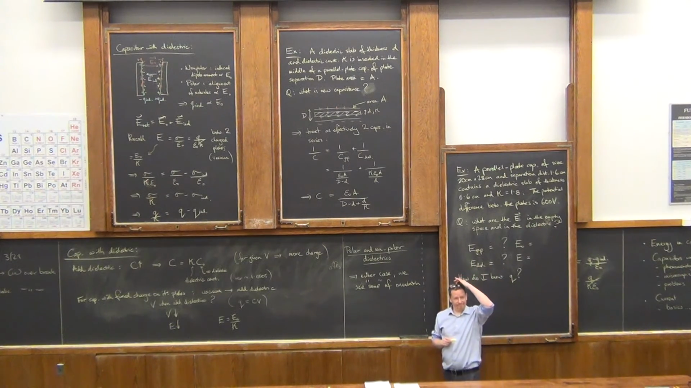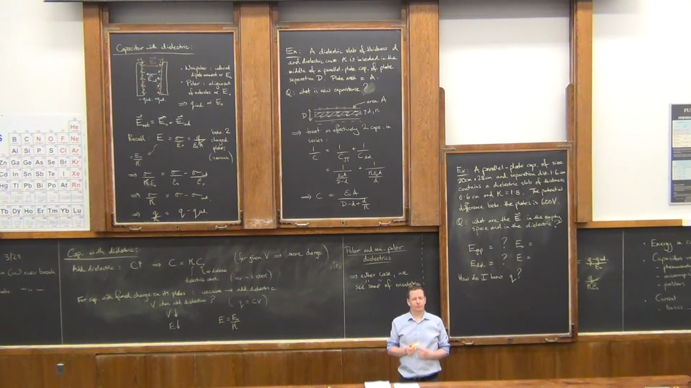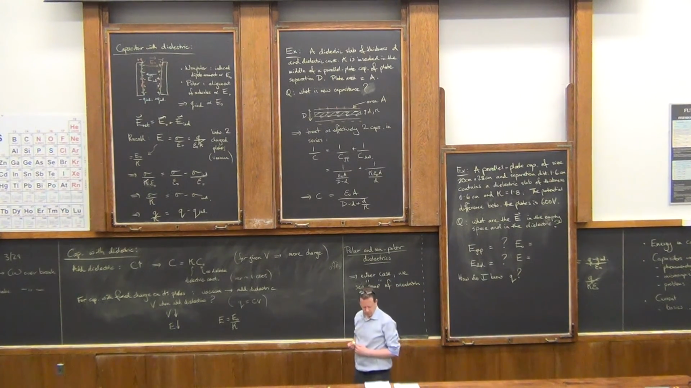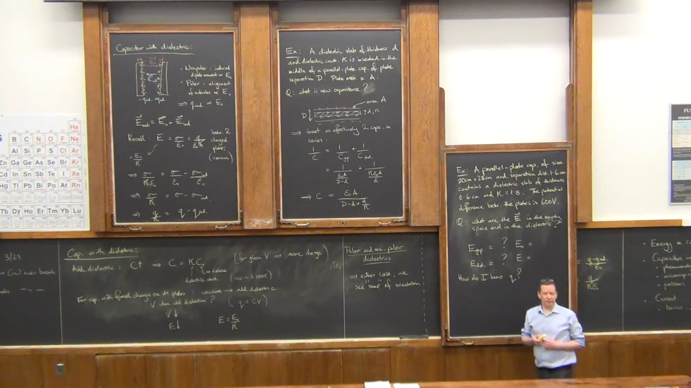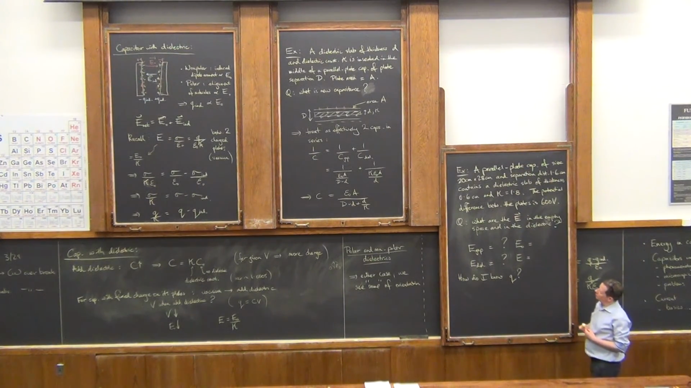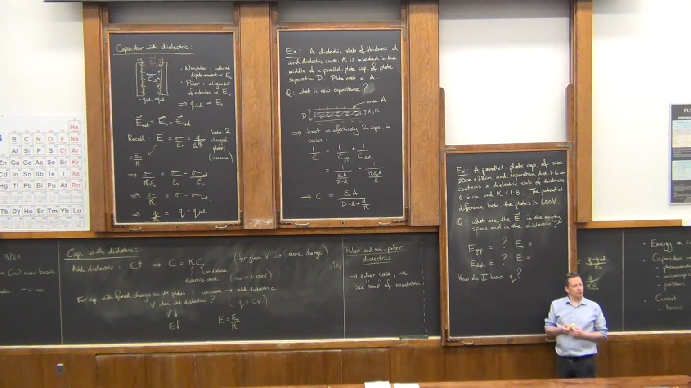Okay, 30 seconds. That gives you Q, and then you just plug it in. Separation distance 1.6 centimeters contains a dielectric slab. Okay, all right. Again, it's not the only way, but one possible way of tackling this. What do I expect to be the electric field where there's no dielectric?